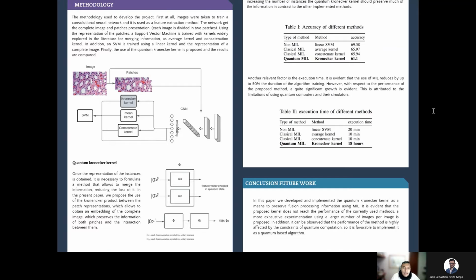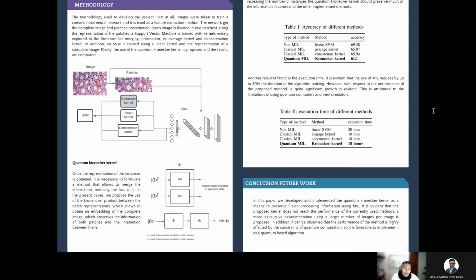With the representation of the whole image and the patches, we use different methods to contrast the results of our kernel method. We use the min kernel and the concatenate kernel. Also, we train using the whole representation of the whole image. And finally, the machine learning method used to implement those kernels is a support vector machine.